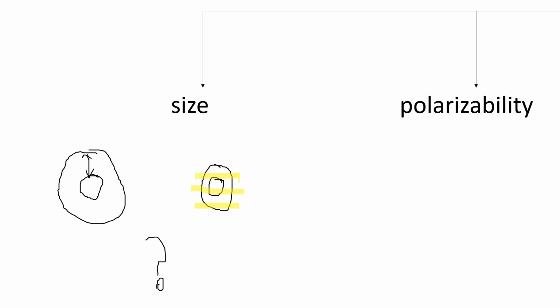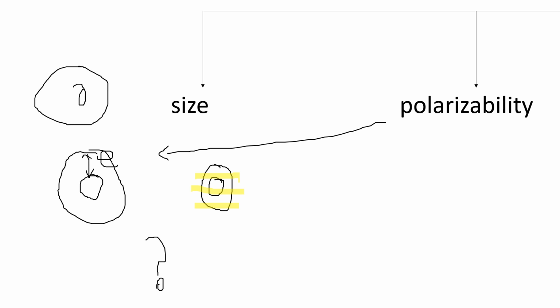Now, if we talk about the polarizability in terms of that, if there are more electrons in the shell, there would be a bigger cloud of the electrons, and that is beneficial for the molecule. That's why size does matter. After that, we have the second factor, polarizability.